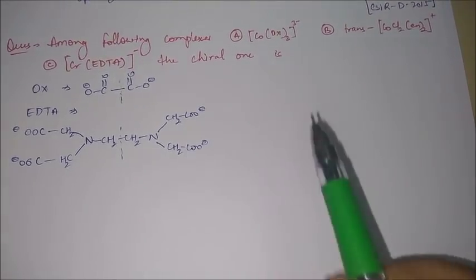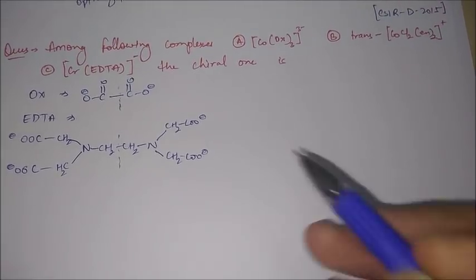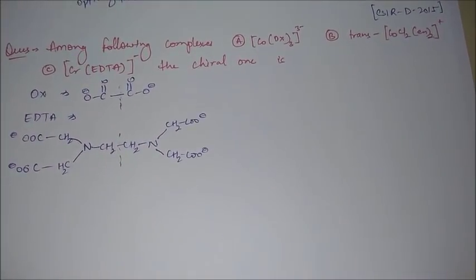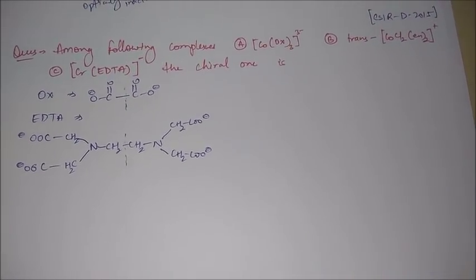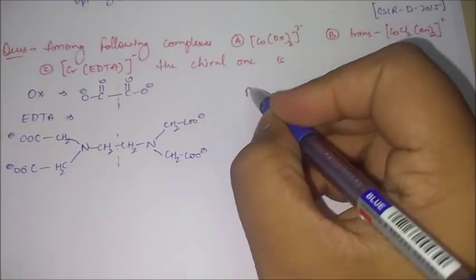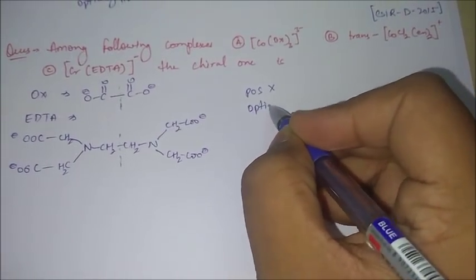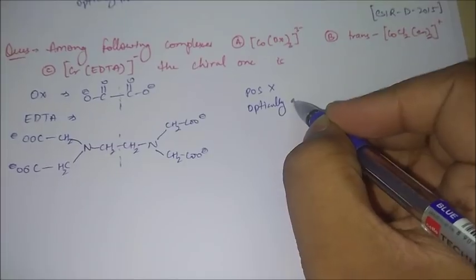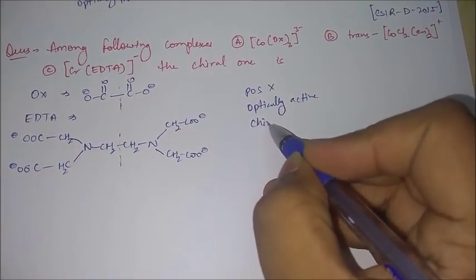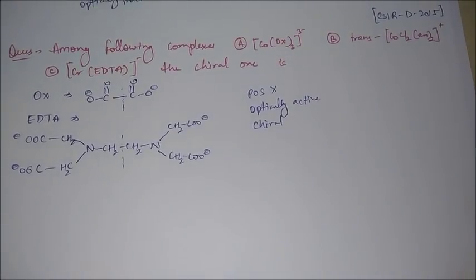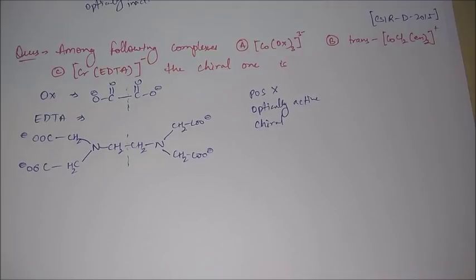So let's find out. First of all, we'll draw the structure of the first, that is the oxalate complex. What does chiral mean? Chiral compounds are those which do not have any plane of symmetry. If a compound does not have a plane of symmetry, then it will be optically active, as I told you, and all optically active compounds are chiral. So chiral compounds are optically active, or optically active compounds are chiral. This is the relation between all of them.